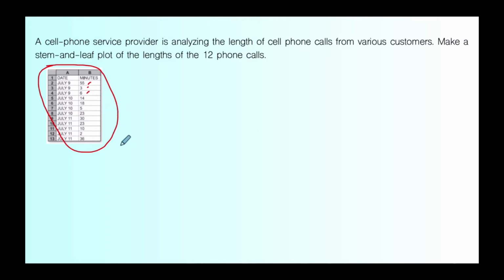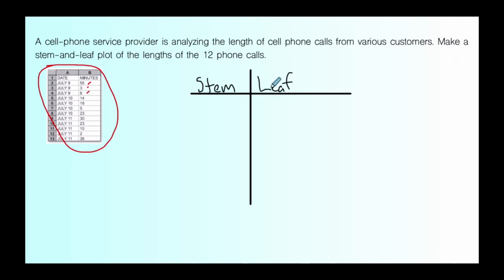So we are going to do that by making a stem and leaf plot of these 12 phone calls. And here is how you create a stem and leaf plot. The first thing you need is to create a table. Very simple. Line, line, with a left side and a right side. And you call the top left your stem and the top right the leaf. Stem and leaf plot. All right.